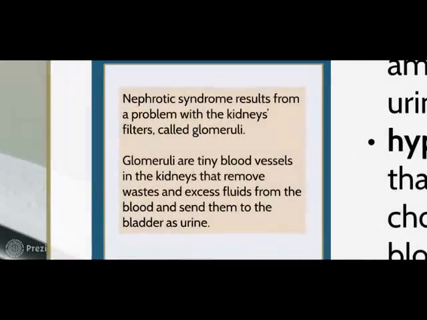Nephrotic syndrome results from a problem with the kidney's filters called glomeruli. Glomeruli are tiny blood vessels in the kidneys that remove wastes and excess fluids from the blood and send them to the bladder as urine.